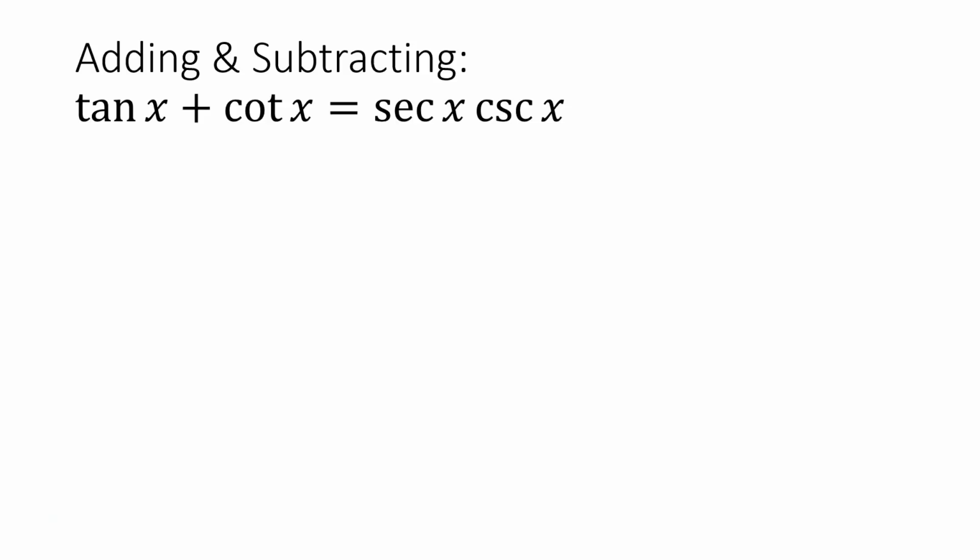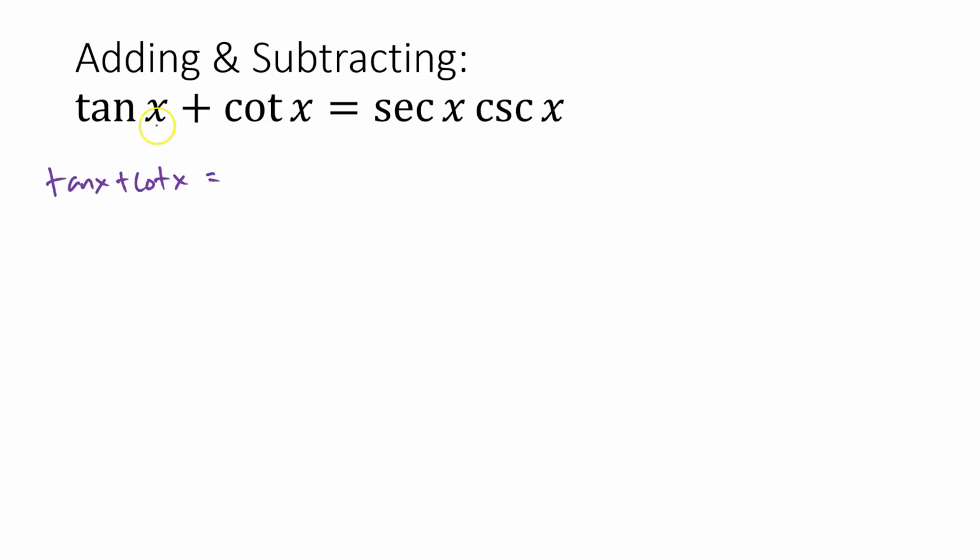We have tangent x plus cotangent x equal to secant x cosecant x. Some people might argue that each side is equally complicated. I'm going to use the one with the addition sign, because in general, when there's an addition, you can find common denominators to try to get it to a side that's just multiplied together. So let's start with the left side: tan x plus cotangent x.